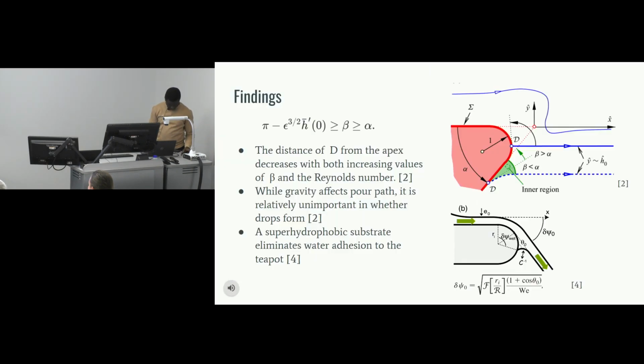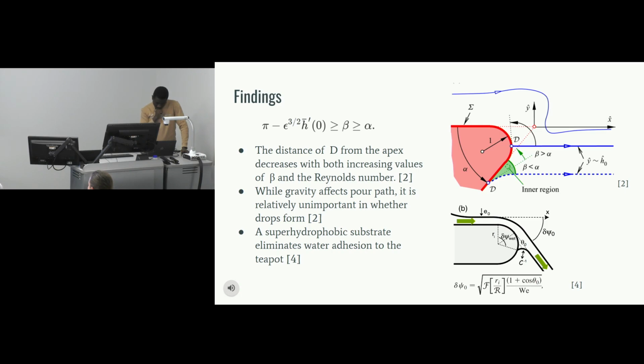The paper looks at various regions leading up to the actual detachment point. It develops a model that shows how the detachment point changes with Reynolds number and the angle of the spout, beta. The distance d from the apex decreases with both increasing values of beta and Reynolds number.